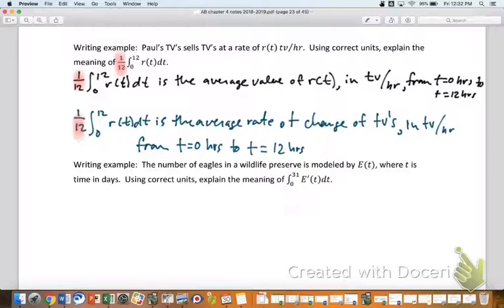So I totally get why somebody would say, no, I think it's the average amount. But here's the thing you're missing. The 1/12. We still haven't considered it. There are units on the 1/12. Do you know what they are?